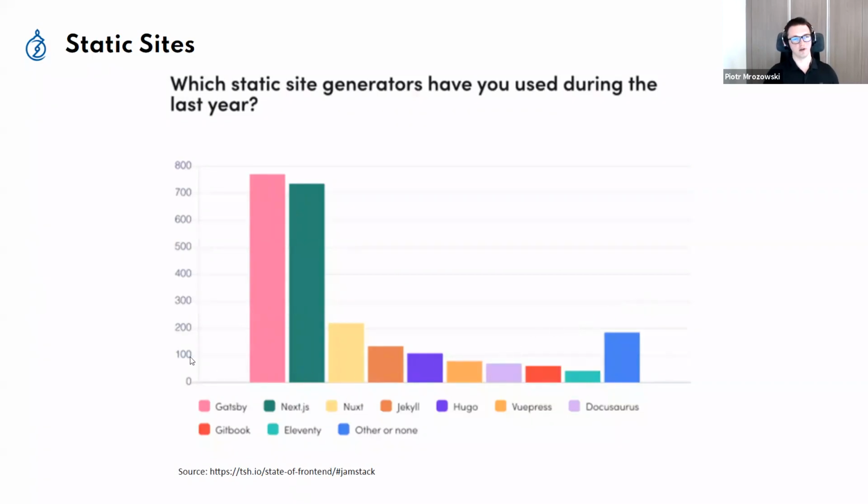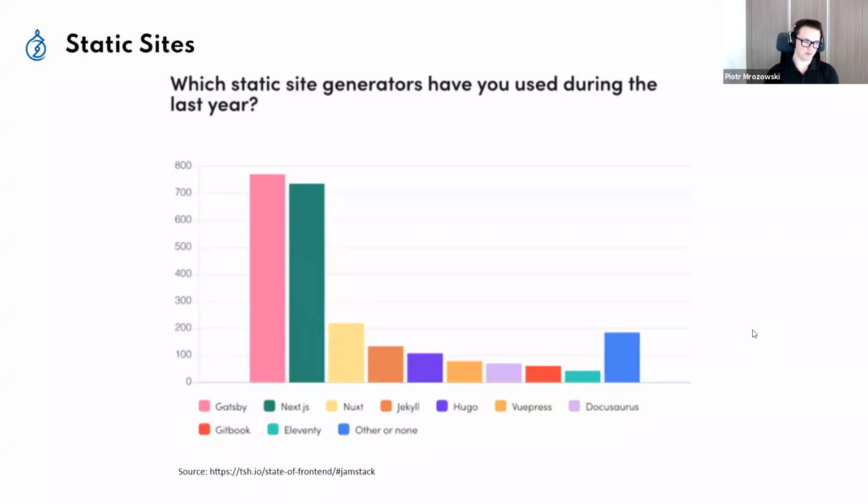This shows a poll made among developers, on which static site generators they have been using in the last year. And as you can see, Gatsby and Next lead by a landslide. They are the most popular by a lot. We have Nuxt here and VuePress right here. So there are other technologies here. There's Hugo and Jekyll, GitBook, Eleventy, and others.